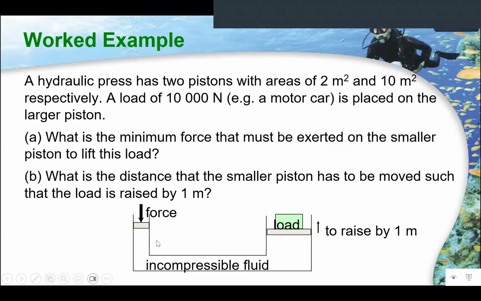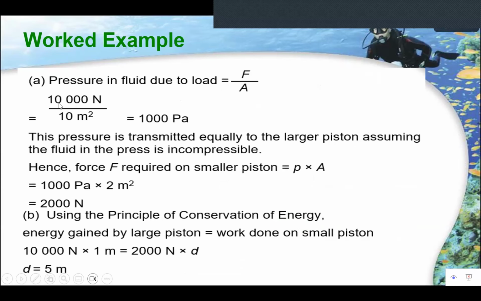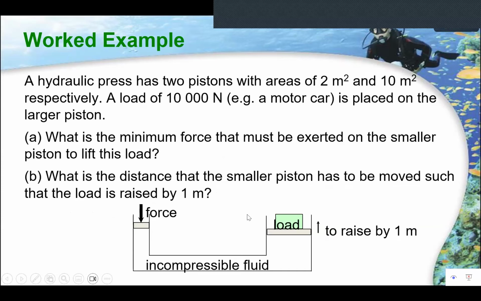And what is the distance that the smaller piston has to move such that the load will be raised by 1 meter? Okay, so for the answer, I'm going to use the pressure. When I want to calculate the force acting on both pistons, I always use the pressure formula. Pressure equals force over area. So F1 over A1 equals F2 over A2.